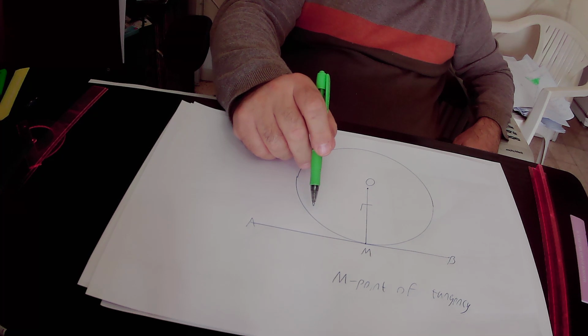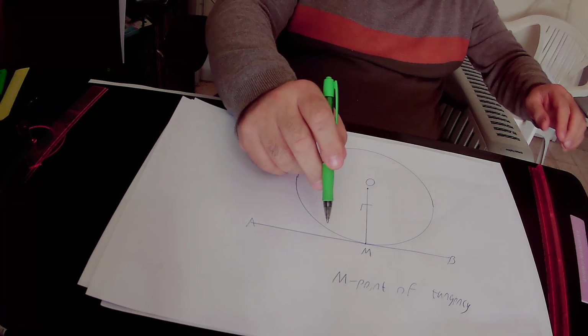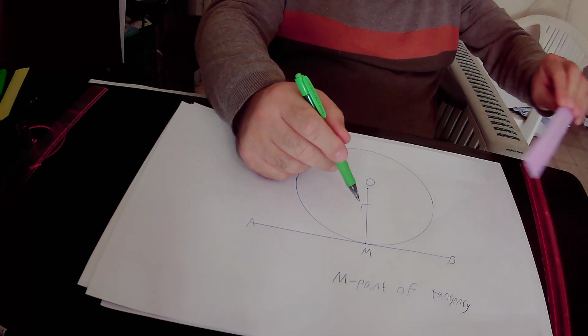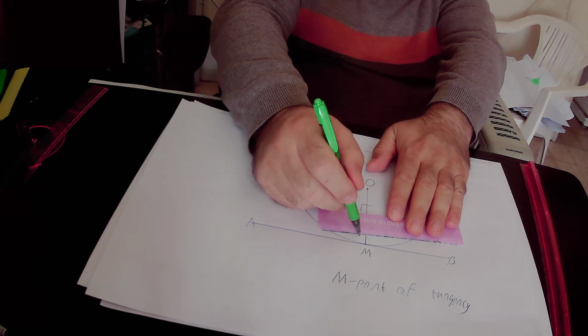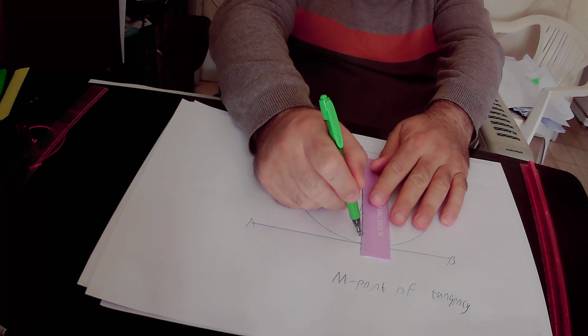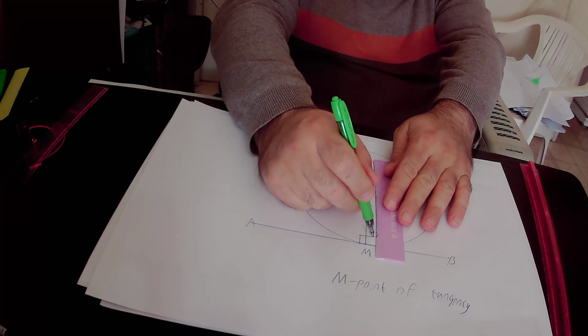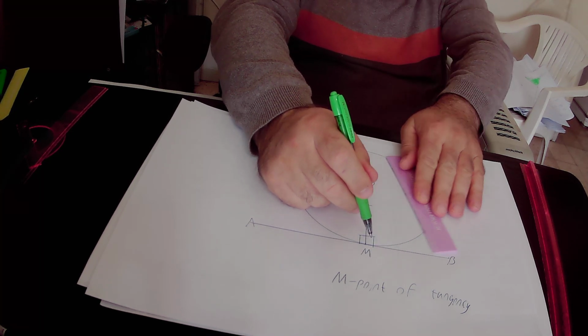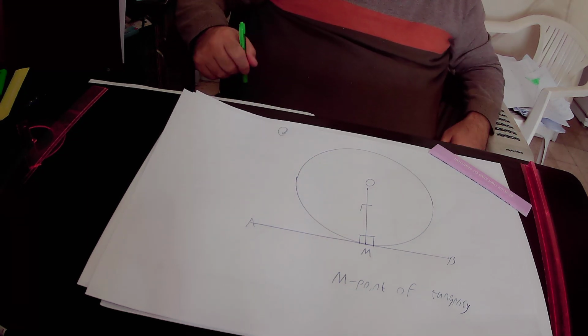Therefore, according to rule number 1, the tangent AB will be perpendicular to this radius. That is to say, this angle will be equal to 90 degrees and this angle also will be equal to 90 degrees. I'll repeat rule number 1 again.